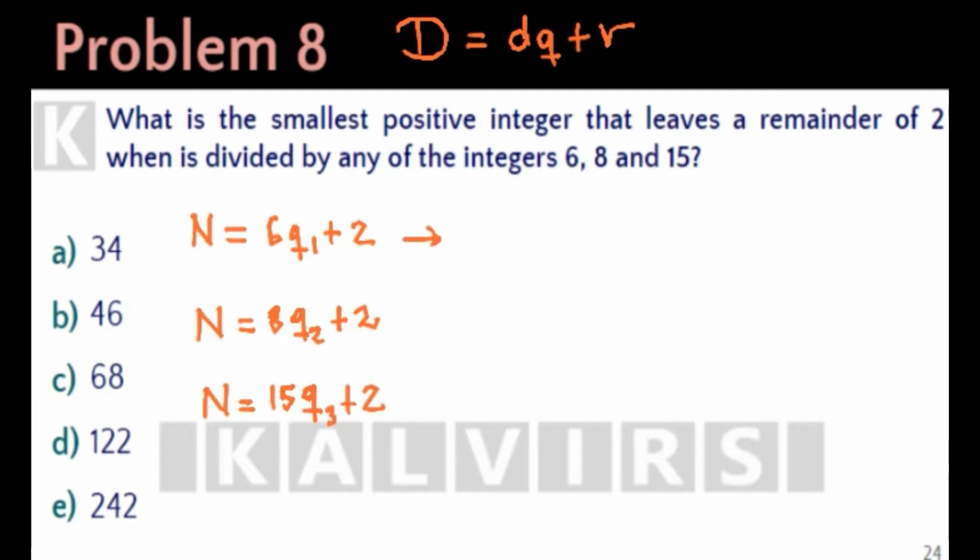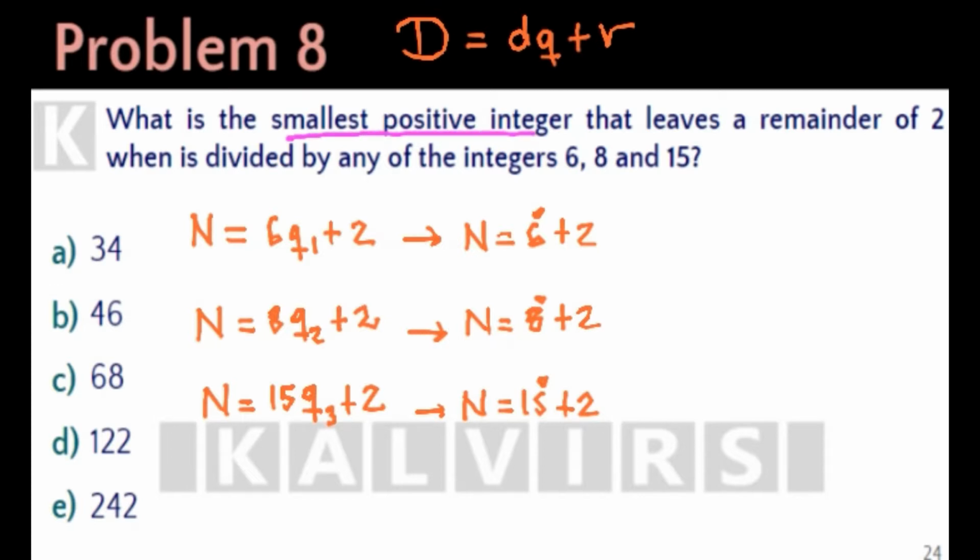So that means that n should be a multiple of 6 plus 2, and also should be a multiple of 8 plus 2, and a multiple of 15 plus 2. So n should be a multiple of 6, 8, and 15 at the same time, plus 2. Since we want to find the smallest positive integer, we should find the least common multiple between 6, 8, and 15, which is equal to 120.